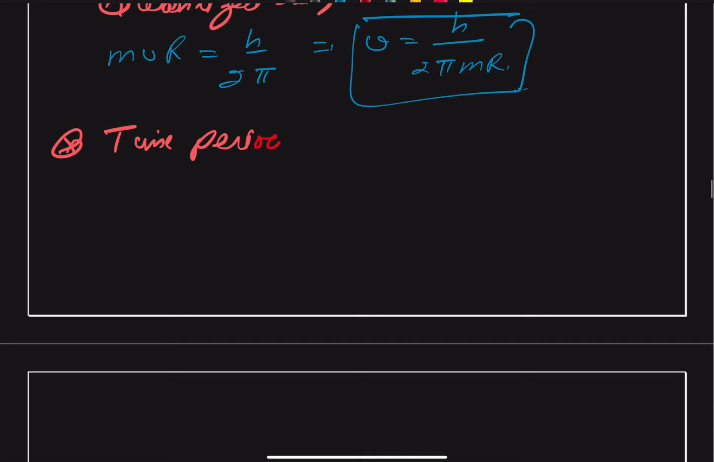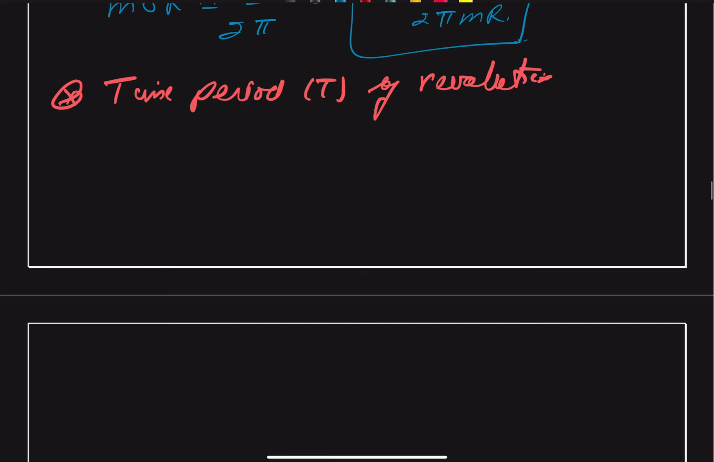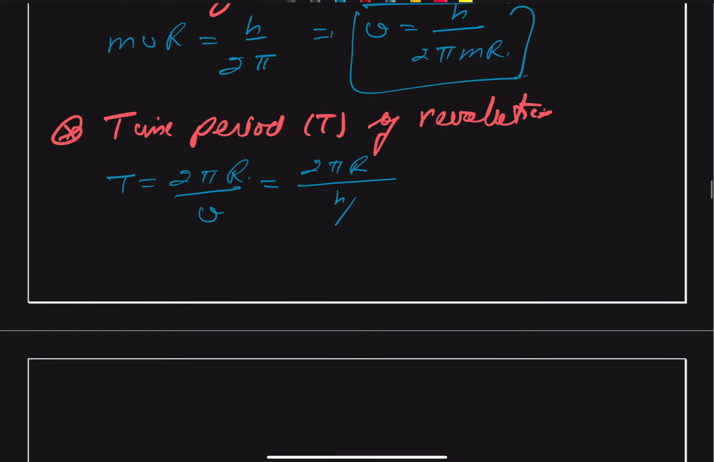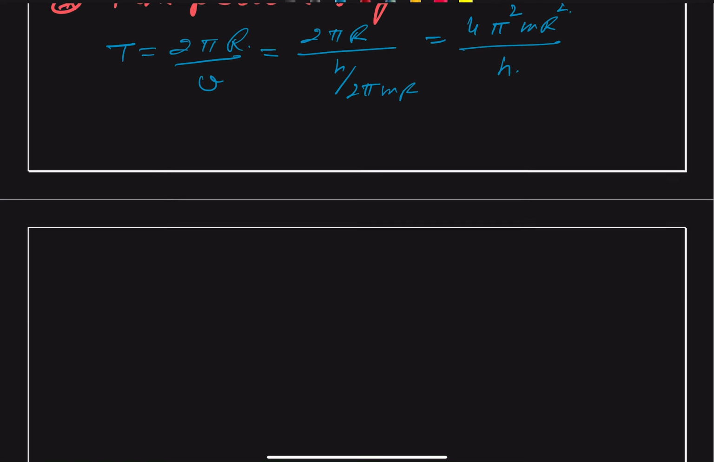Time period T of revolution, we can say T is equal to 2 pi r divided by v. We substitute the value of v, we get 2 pi r, v is h upon 2 pi m r. This gives us 4 pi square m r square divided by h. So this is the time period, and because of the circular motion of the electron, we can find out the current.